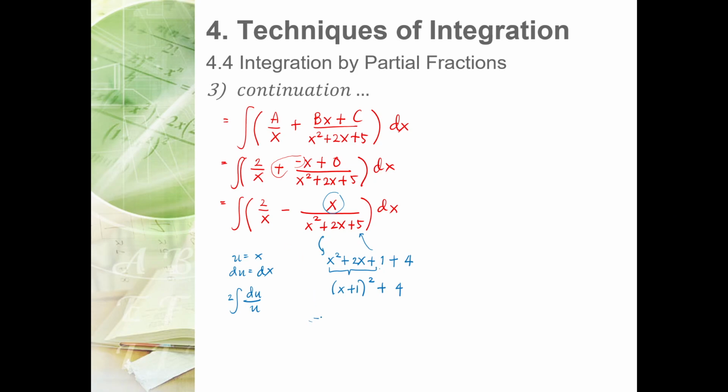So the equation becomes minus x all over x plus 1 squared plus 4 dx. So you can use u sub. You let u be equal to x plus 1, and then this becomes u squared, and the numerator becomes, since x is equal to u minus 1, the integral of u minus 1 over u squared plus 4, and the differential is still dx.